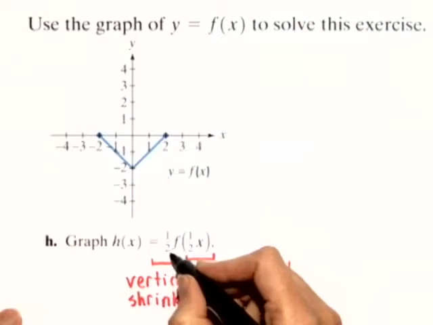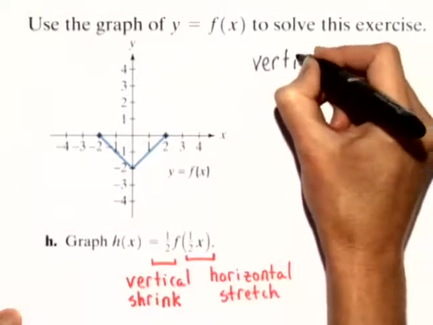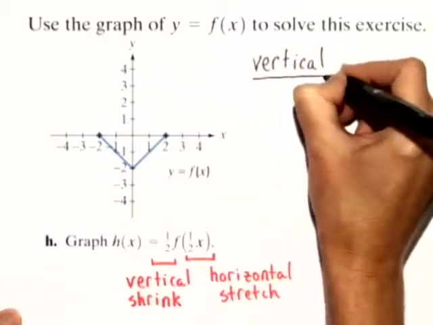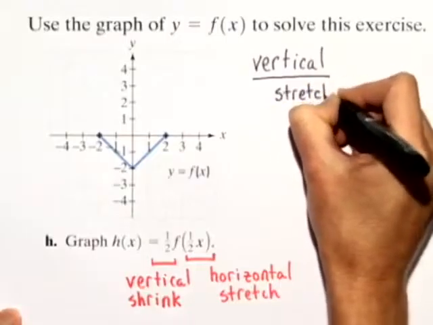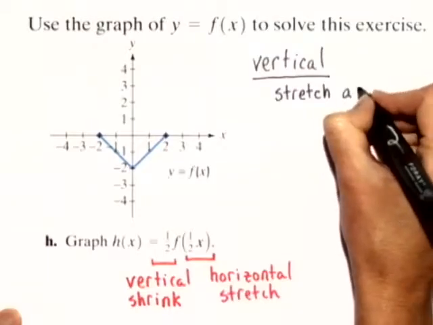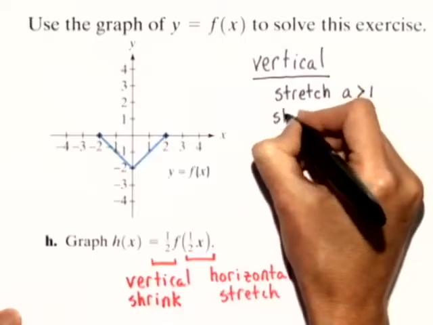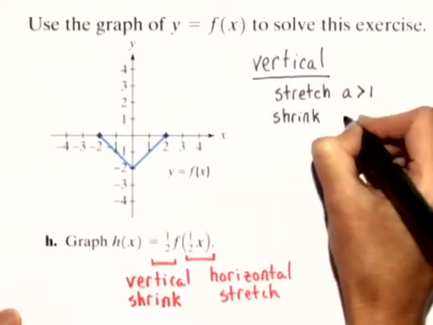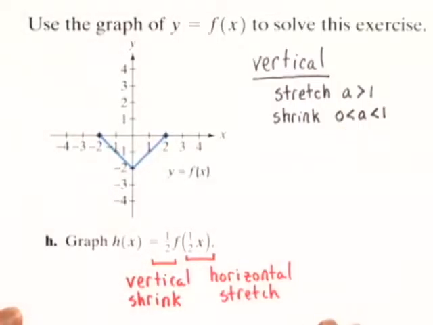The number in front of the function represents a vertical either stretch or a shrink. If it's a stretch, we say that this coefficient in front of the function, a, is larger than 1. If it's a shrink, we say that 0 is less than a is less than 1. So a is between 0 and 1. That's why we have 1/2 representing a vertical shrink in this case.